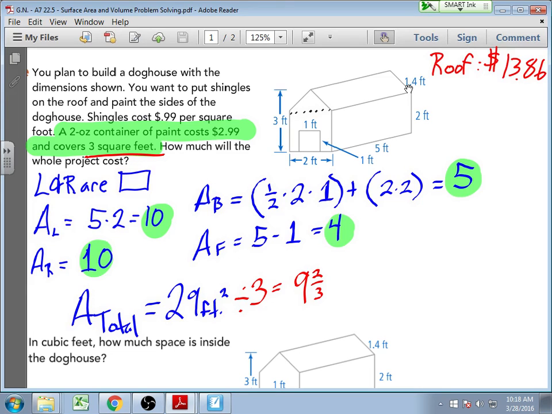Then I can multiply by the 2.99 cost, because that's every 3 square feet. How many sets of three? We have 9 2/3 sets of three, so we multiply this by the 2.99. Now again, this is where realistically we would round, but we like to be precise in here if possible. So we have 9.6 forever times 2.99 terminating. We get $28.90 if I round down, but it's money, so I have to round up. So about $30.